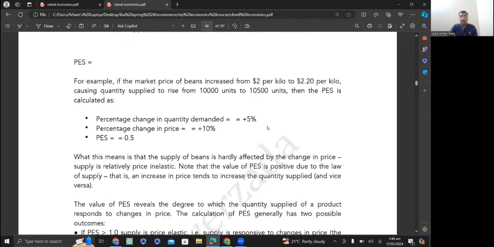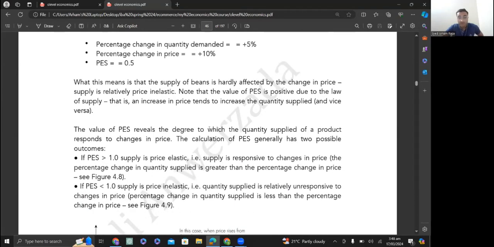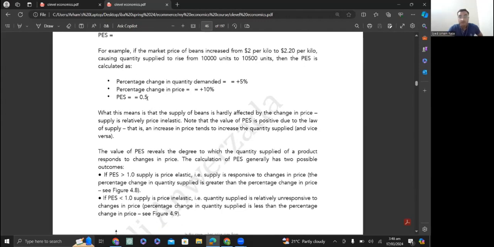Here we can see that the percentage change in quantity supplied is 5% and the percentage change in price is 10%. So we divide the change in quantity supplied by the change in price. 5 divided by 10 is equal to 0.5. Since the answer is 0.5, which is less than 1, this product has an inelastic supply. Now, if the answer would have been greater than 1, which means that the numerator is greater than the denominator, this will mean that the price elasticity of supply is elastic.